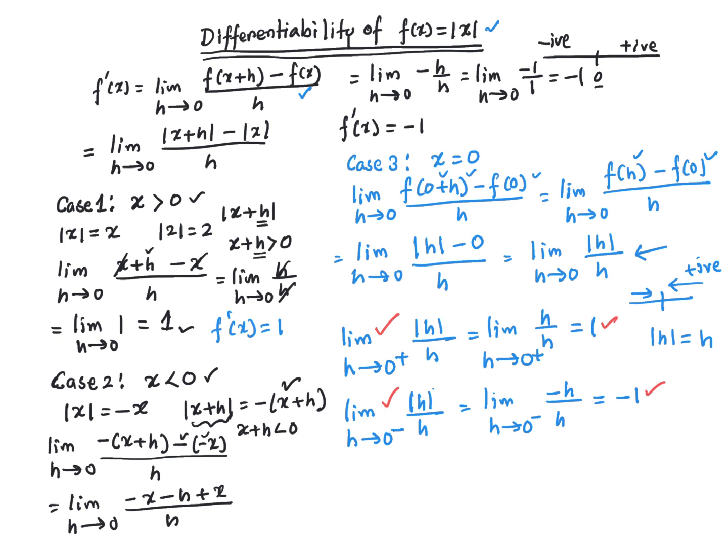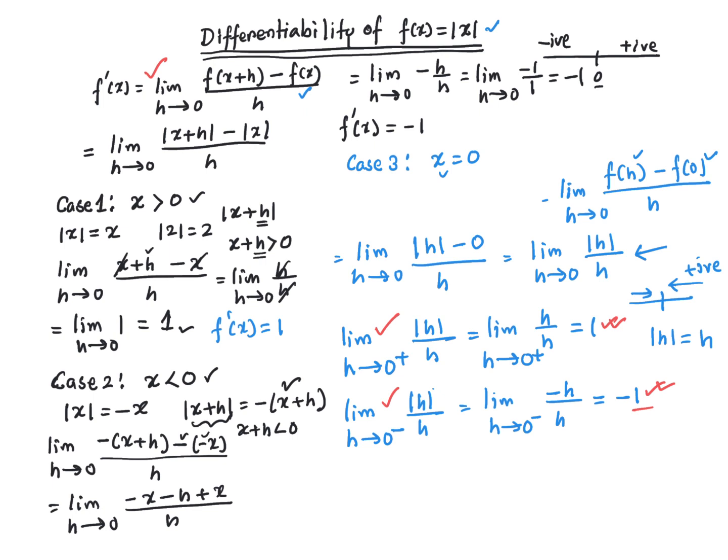Now look, the right limit is positive 1 and the left limit is negative 1. When approached from the right, at the point 0, you get the derivative to be 1, and if you approach the point 0 from the left, you get the derivative to be negative 1, and these two limits are not equal. That means the right limit and left limit are not equal, meaning that the derivative does not exist.